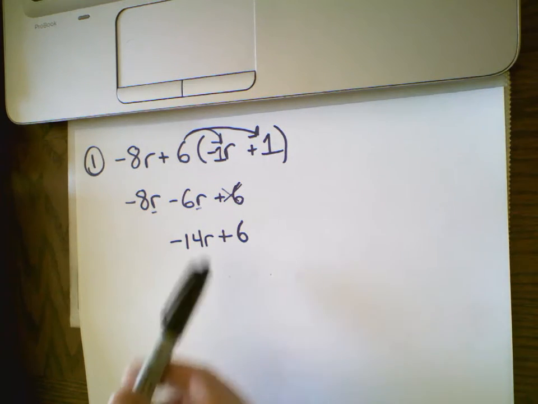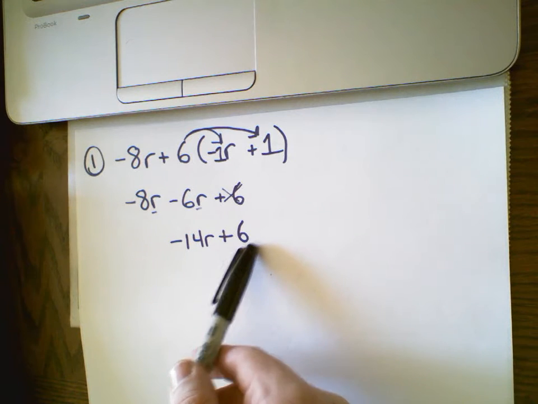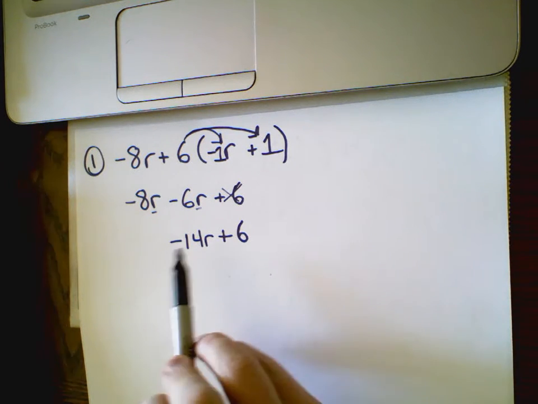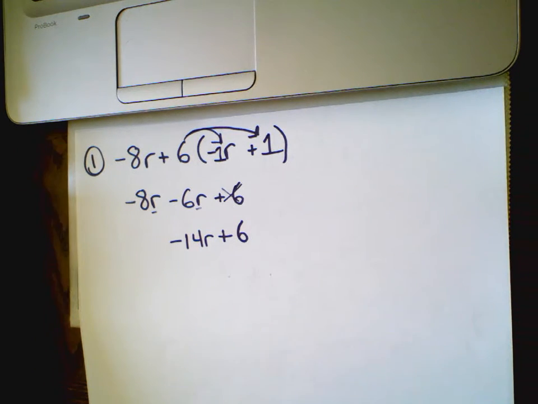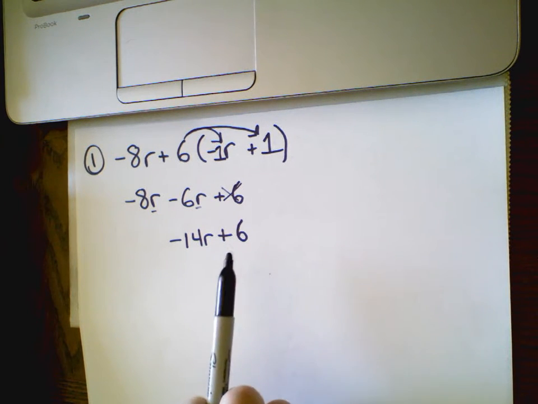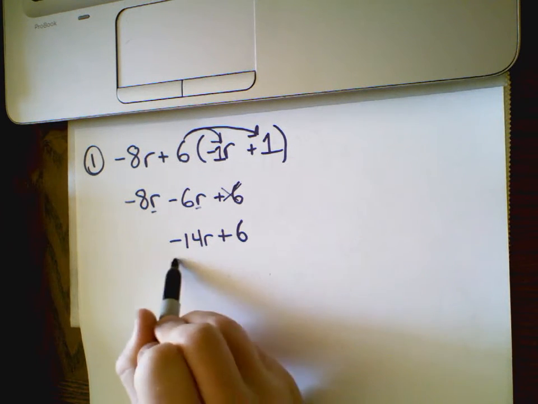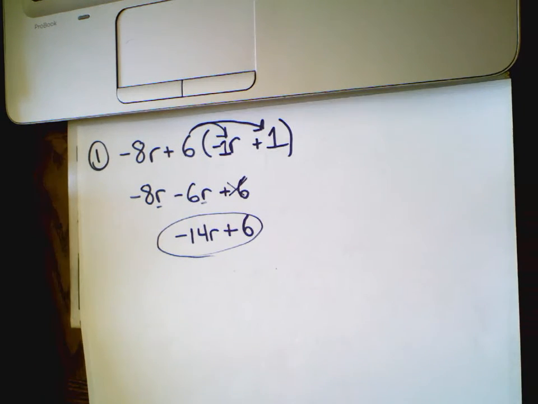Once I get my problem and I've brought my 6 down, I'm going to ask myself, can I combine negative 14r with 6? Your answer would be no, because 6 does not have a variable. 6 does not have an r. Here is my final answer. You did it, just like that.